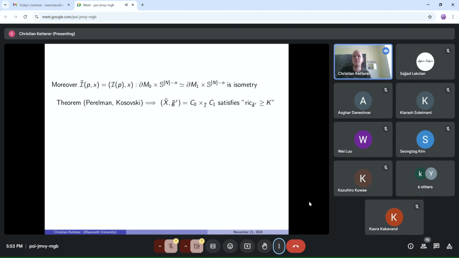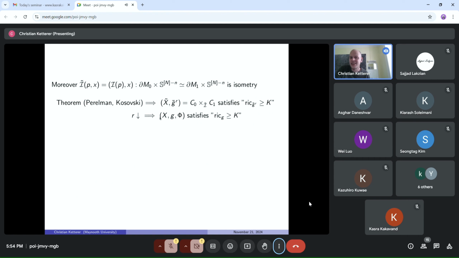And so what we can do is we can apply the theorem of Perelman and Kosovskii, and we glue these two warped products together and see that they satisfy a Ricci curvature bound from below by k in a generalized sense, where we have this parameter r still floating around. But now you can send this parameter r to 0, and in the limit you get the weighted space back again, because these generalized Ricci bounds are stable with respect to this type of convergence.